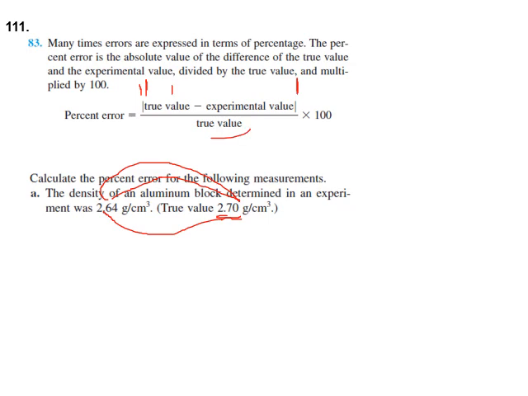We're going to divide that by the true value here, which is this number right here. Right, so when we subtract 2.70 minus 2.64, we get 0.06. That has only one sig fig. So you're going to wind up with 0.06, and then you're going to divide that by 2.70, which has 3 sig figs. So let's go to the answer.